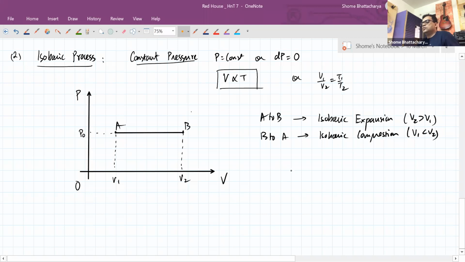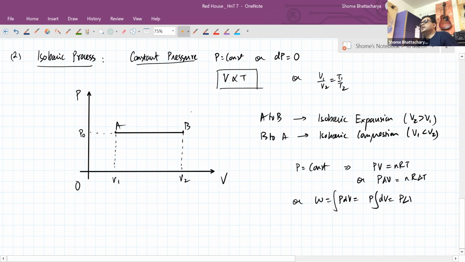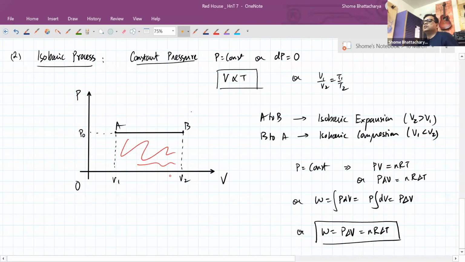Okay. So because pressure is constant, PV equal to nRT can be interpreted as P delta V is equal to nR delta T. Or work done, which is integration P dV, because pressure is constant, becomes P delta V. So we can say that the work done is constant pressure into change in volume, or it is also equal to nR delta T. So this is the first thing. This area under the graph, this is work done.